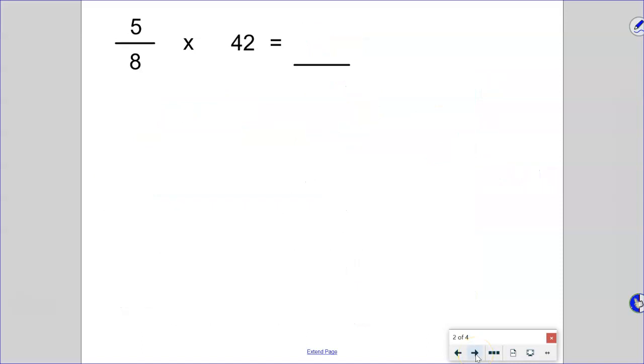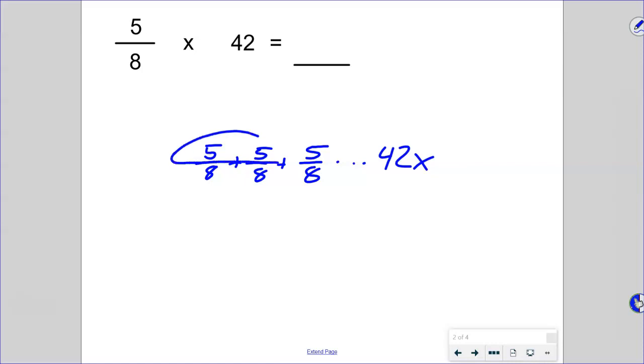All right, let's take a look at one more. So this one, I'm not going to write out every single group of 5/8, but we could think about this as repeated addition. We could say, oh yeah, we're going to do 5/8 plus 5/8 plus 5/8, 42 times, right? 42 times. And if we did that, it would really be the 5 that we are adding 42 times. We would not be adding the denominator.